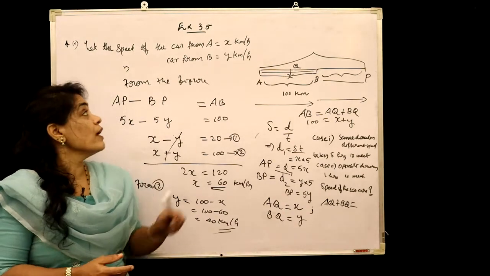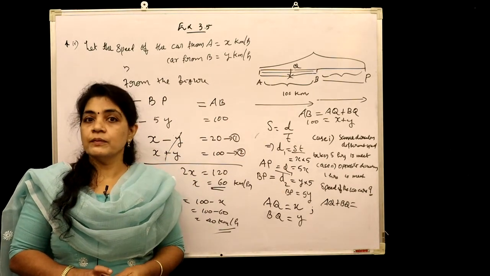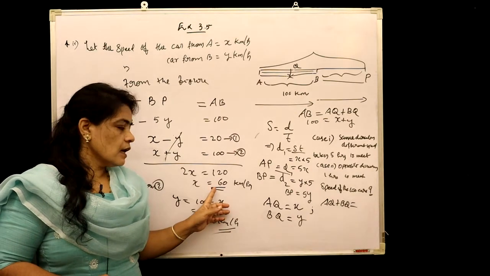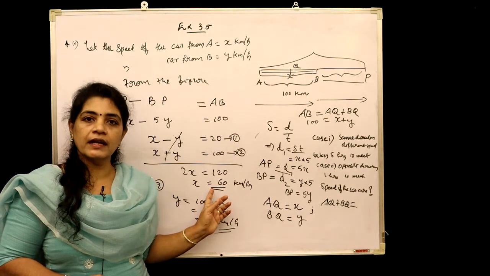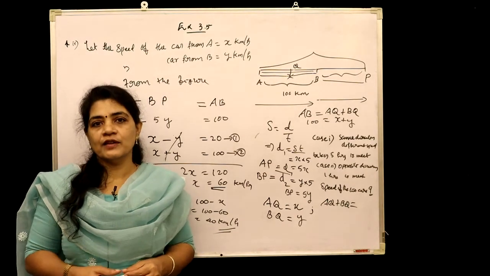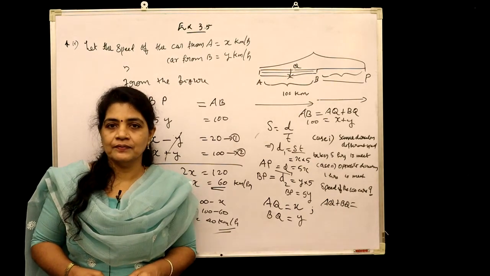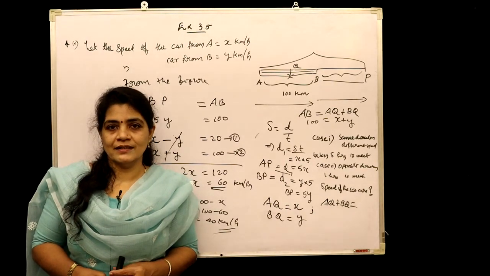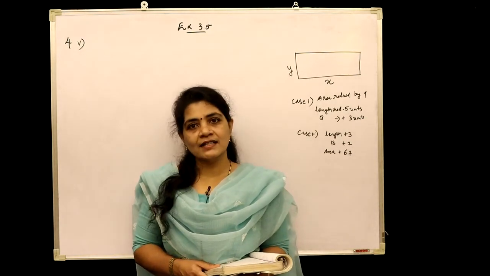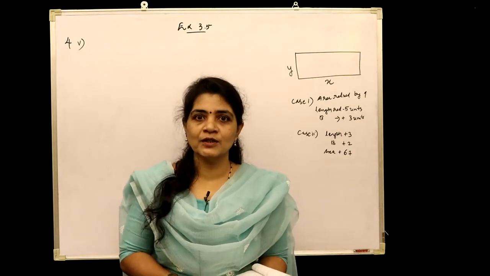We have taken y as the speed of the car from B, so the speed is 40 km/h, and for the car from A, we have taken the speed as x, that is 60 km/h. So these are the different speeds of the cars from A and B respectively. It's a very, very important question. Now we are solving the fifth question, the last word problem of question number 4.